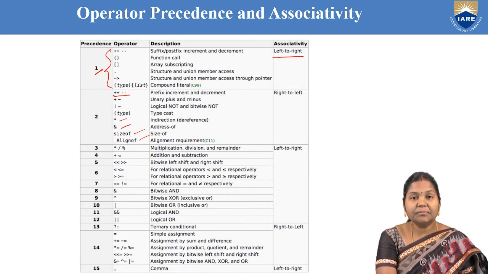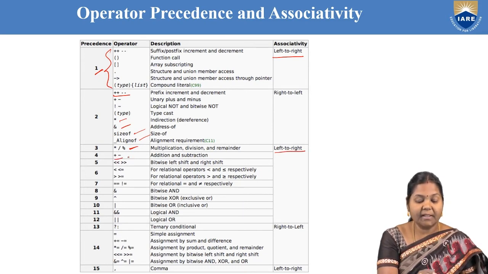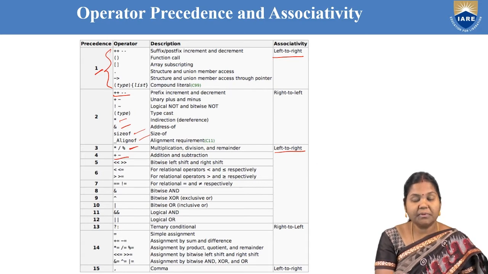Then the third highest is multiplication, division, and modulus. These three are the mathematical operators. These have the third highest precedence, and the associativity is from left to right again. Now the next highest is binary plus and minus. The associativity is again left to right. You can see this whole category is from left to right only.